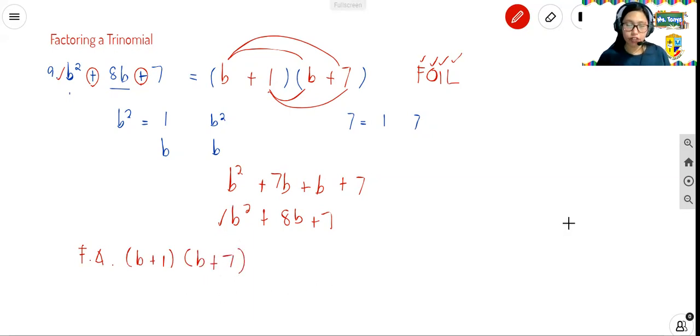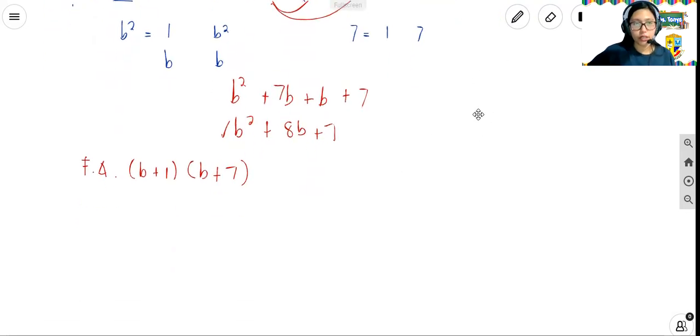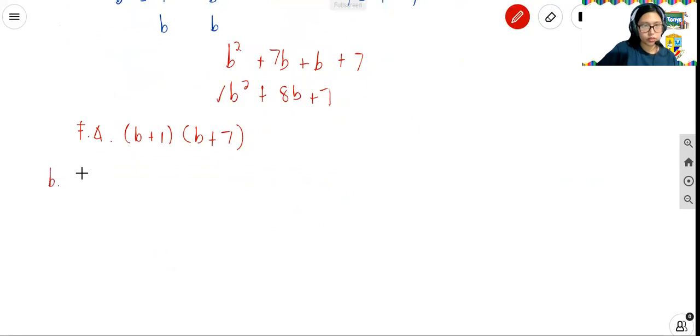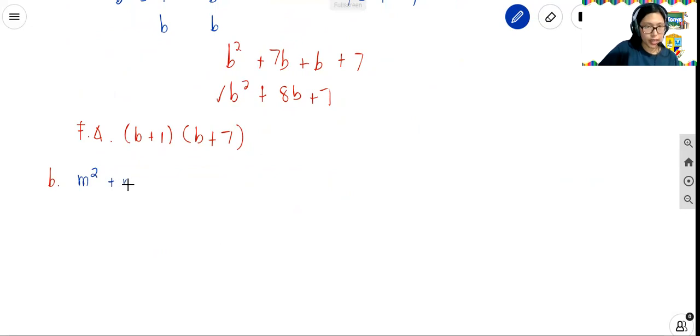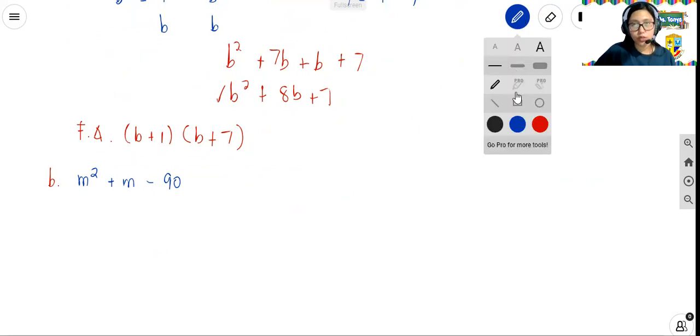Now for this case of factoring, all you need to do is to try some of the factors in order for you to get the trinomial that is given. Let's try another one. Let's have m squared plus m minus 90. Again, what we need to do is to get the factors of the first term and the factors of the second term and try a partnership between their factors in order for us to get the middle term.